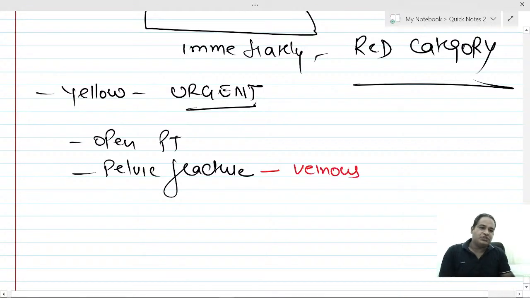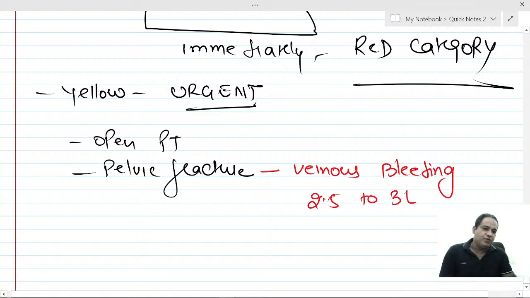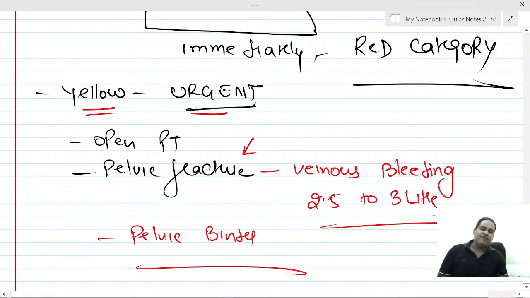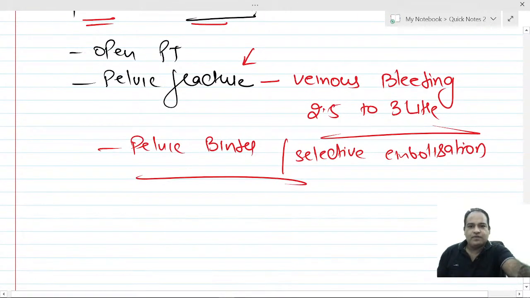Why is pelvic fracture there in the list? Because there could be venous bleeding, 2.5 to 3 liters of venous bleeding can be there in the pelvic fracture. Fine, that is why it has to be attended. How do we manage? By pelvic binder or by selective embolization. Fine.